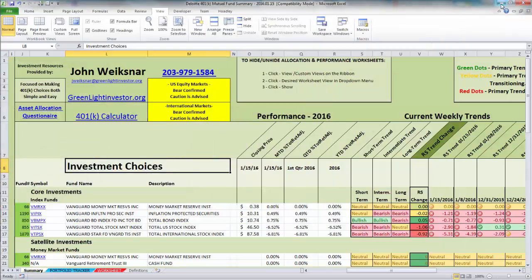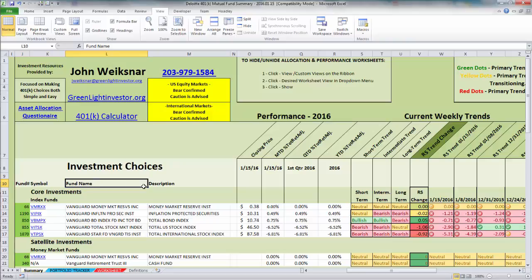Let's go ahead and go into our worksheet. On the left side, you'll see that we have the investment choices available to you. At the top of the column, we have the fund number. This column will show the symbol. We have the fund name and a brief description of each of the funds.